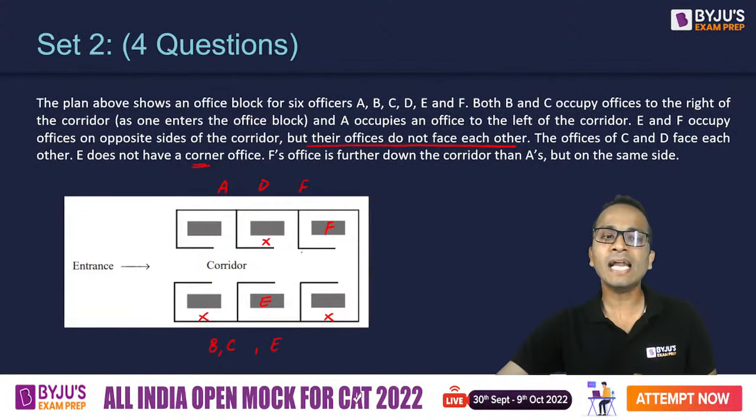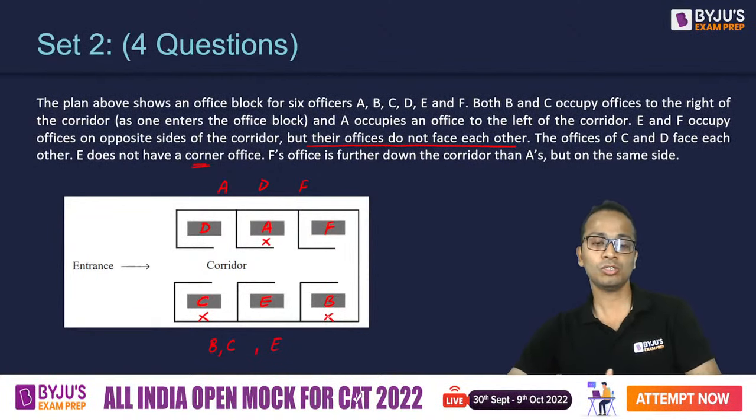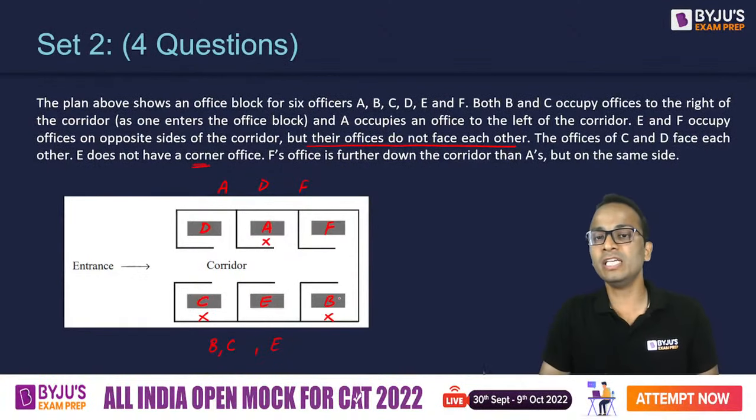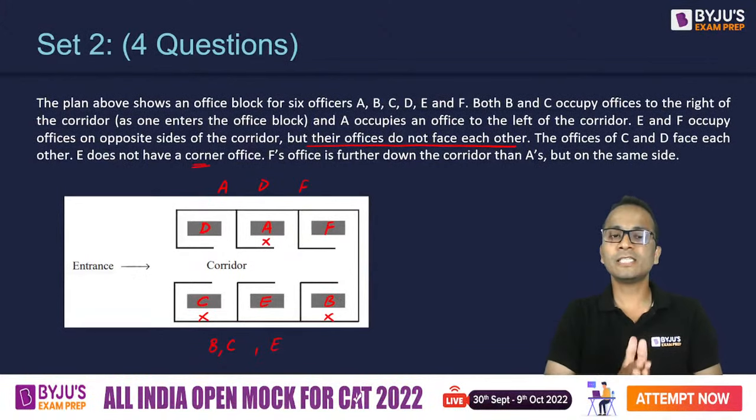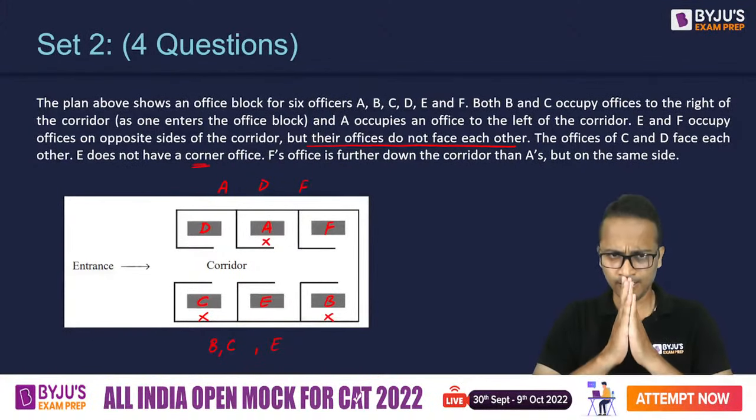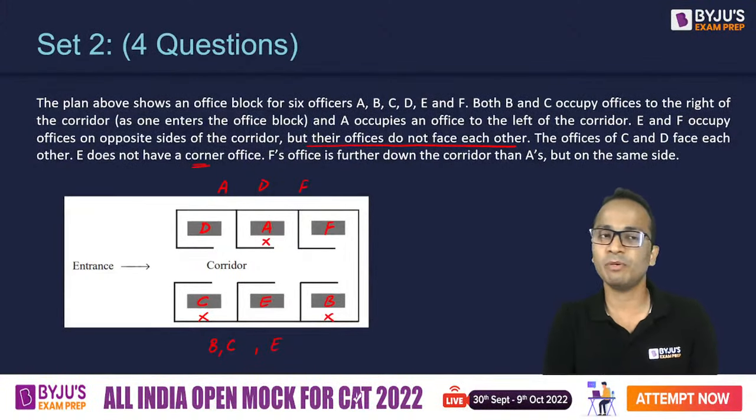Next, C and D are facing each other. So C and D are facing each other. So C and D will have the first offices. So C will be on the right hand side here and D will be here. Done. Then the remaining person A will come in the middle on the left hand side and B will come at the right hand side of the last office. So this is the final arrangement, and I hope all of you would have made the same arrangement.